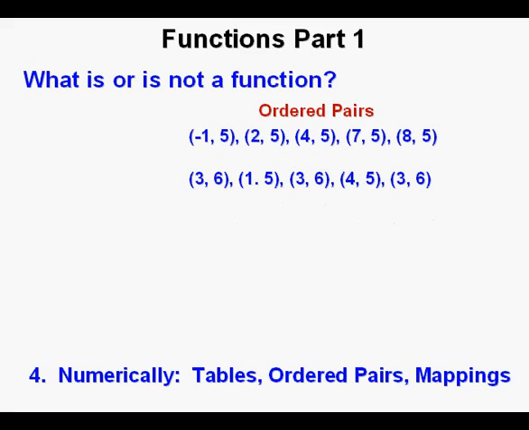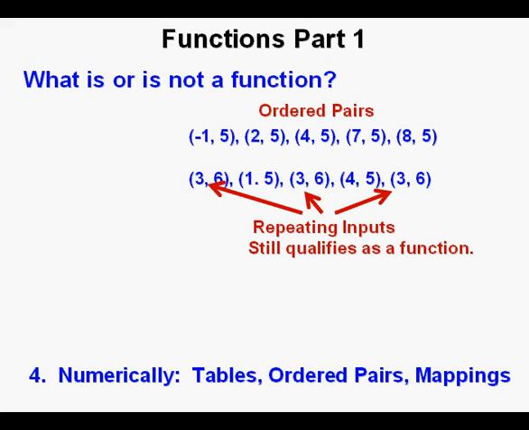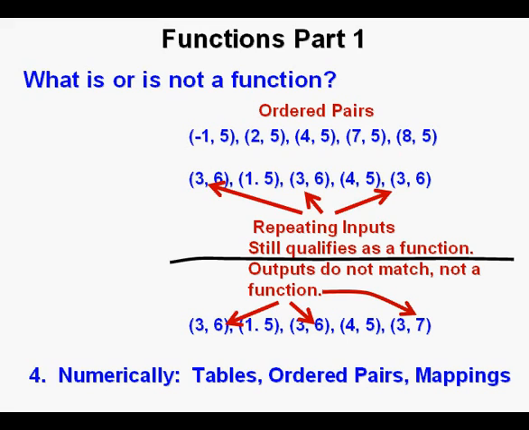Next, let's look at another set of 5 ordered pairs. In this set of 5 ordered pairs, we have 3 repeating 3's as inputs. But because all their outputs are the same for these inputs of 3, this set of points also qualifies as a function. Let's bring the same set down as above, except for that last point. We change that last point to 3, 7. Because for this input of 3 we get a 7, whereas the other output values for 3 are 6, this set below is not a function.